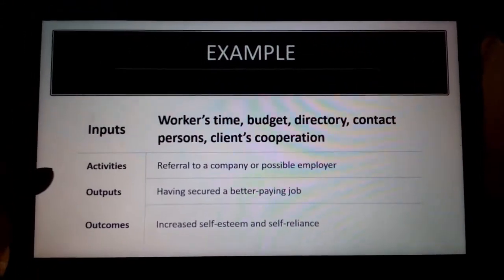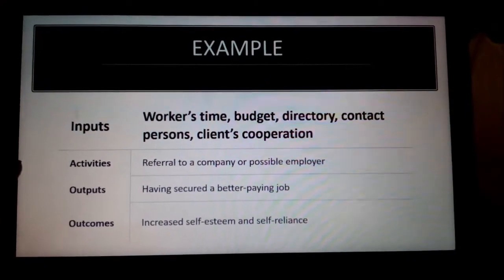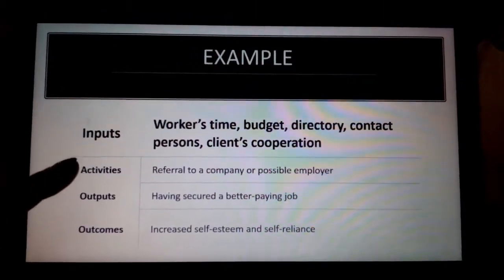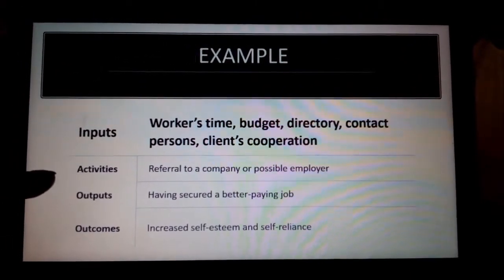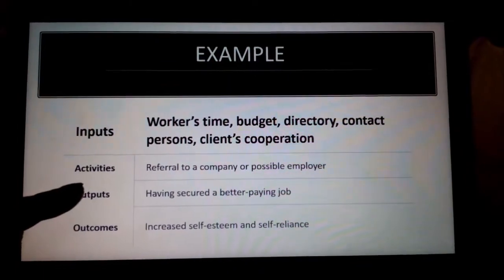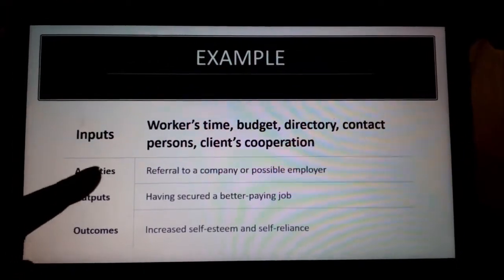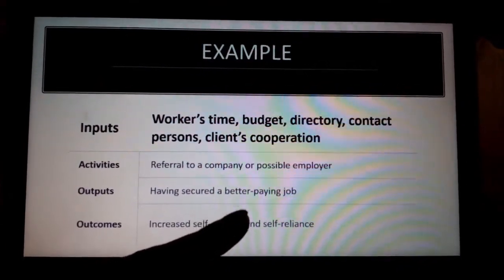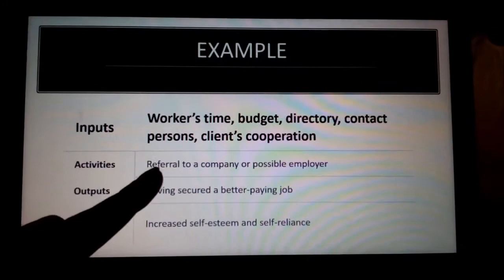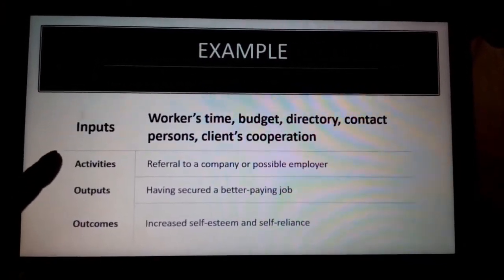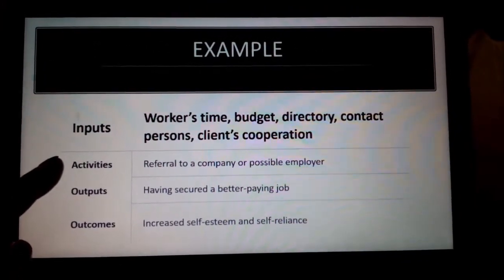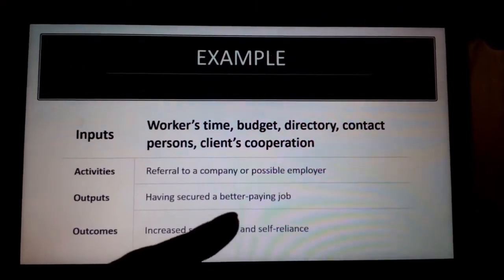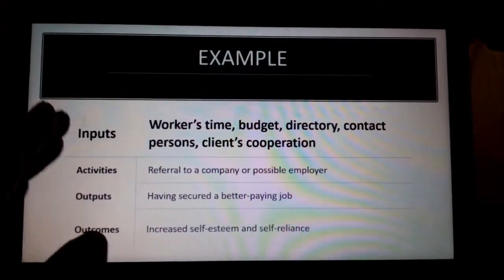In inputs, we have workers' time, budget, directory, contact persons, clients of cooperation. So the main activities is about the referral to a company or possible employer. While the outputs, after being referred to the job, they're going to secure a better paying job. If in activities they got a very low salary job, in the outputs they may have the tendency to change the job to have a better pay. So, lilipat sila, di ba?